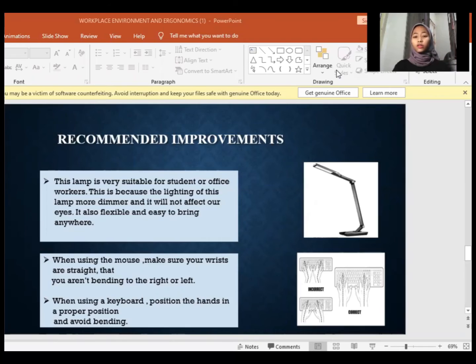I will continue my friend's presentation, which is recommended improvement. This lamp is very suitable for students or office workers. This is because the lighting of this lamp is dimmer and it will not affect our eyes. It is also flexible and easy to bring anywhere.